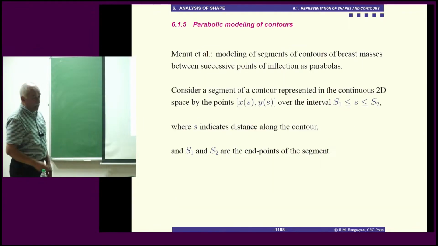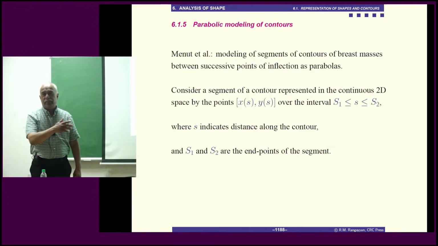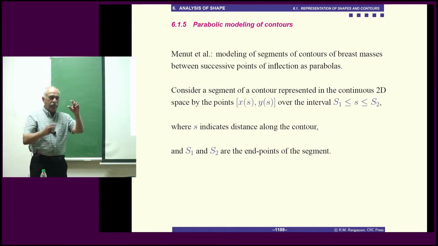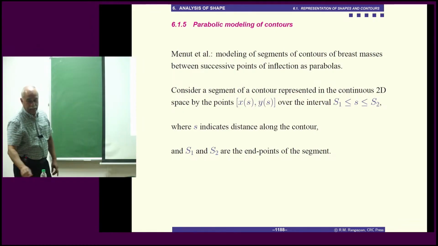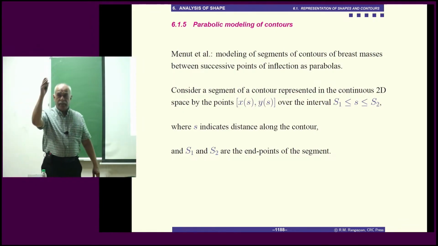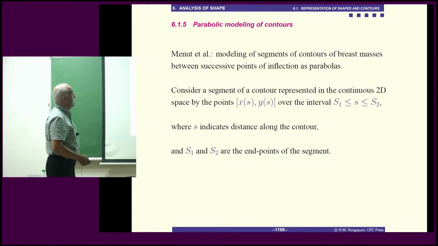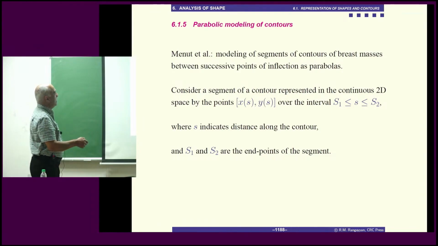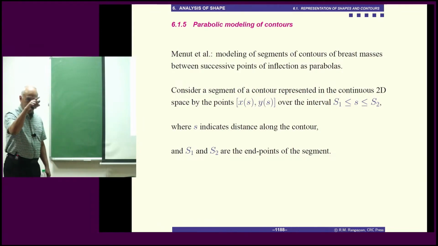In the case of the parabolic modeling, we didn't want reconstruction. We wanted feature extraction directly. So for each of those segments, you fit a parabola. But because they are rotated and shifted wherever around the contour, some processing was required. So consider a segment of the contour represented by xs, ys. S is the variable along the contour.